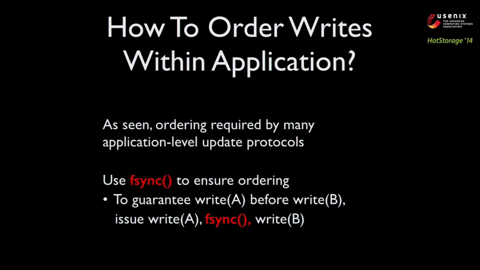Similar to applications, as we saw, we'll use fsync pretty commonly to ensure ordering. So if you do a system call write of A, and you want it to happen before system call write of B, you put an fsync in between, and again, you get the same guarantee.